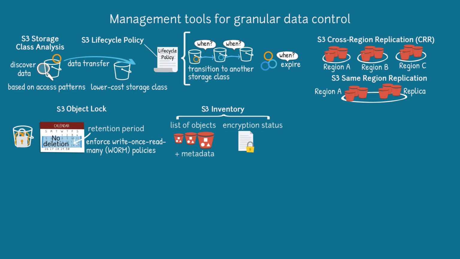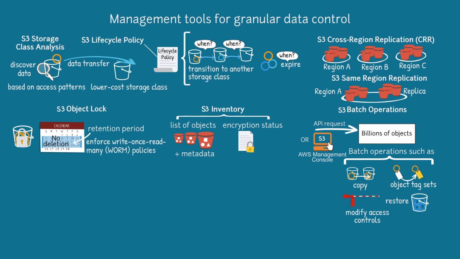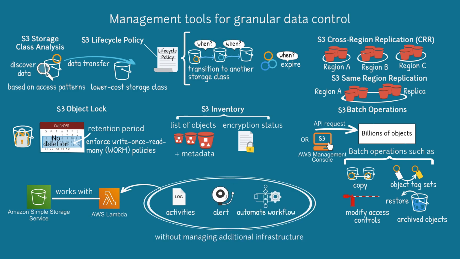You can also use S3 Batch Operations to change object properties and perform storage management tasks for billions of objects. With S3 Batch Operations and a single S3 API request, or a few clicks in the Amazon S3 Management Console, you can perform batch operations such as copy objects between buckets, replace object tag sets, modify access controls, and restore archived objects from Amazon S3 Glacier. Since Amazon S3 works with AWS Lambda, you can log activities, define alerts, and automate workflows without managing additional infrastructure.